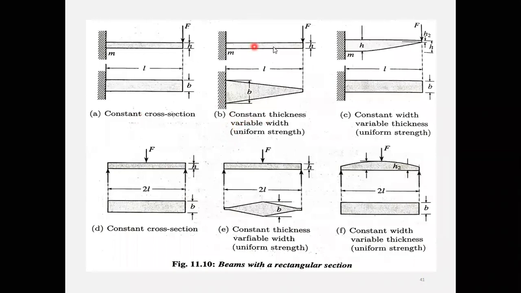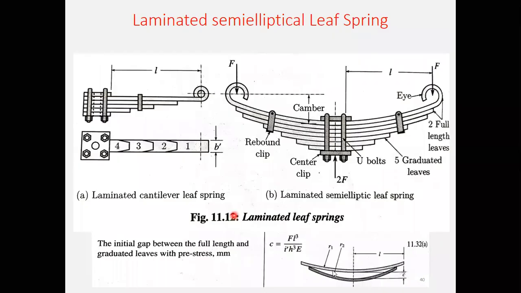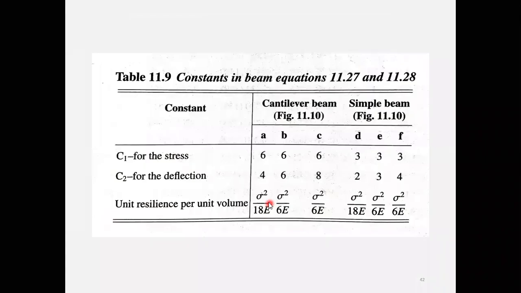Here the constant thickness is there, but the width is varying. And depending upon which type of condition is given, you have to select this figure. Now I am going to assume that the given condition is cantilever beam, which is having constant cross section. Loading is done at the end. By seeing this figure, next you have to refer to table number 11.9. In this, you can find out the value of C1 and C2.